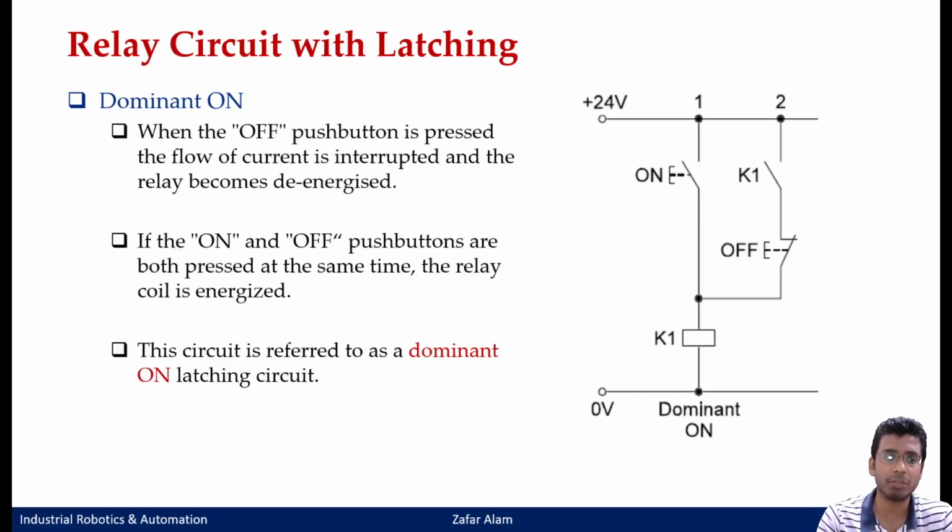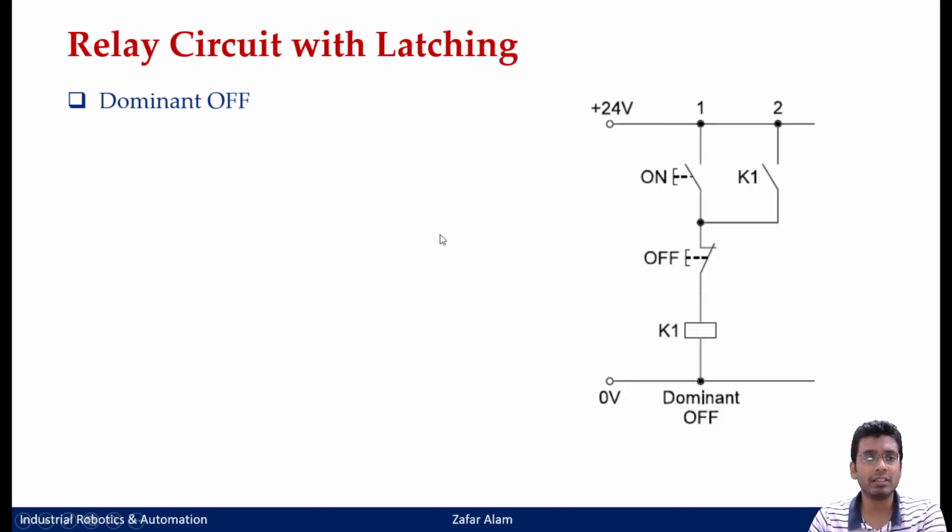If you see the construction of a dominant on and a dominant off circuit, you will notice the placement of the off push button switch. In a dominant on circuit, it is placed in parallel, compared to current paths 1 and 2, before the current flows to K1. Whereas in the dominant off circuit, this off push button is placed in series, in current path number 1 itself, where your relay is put.